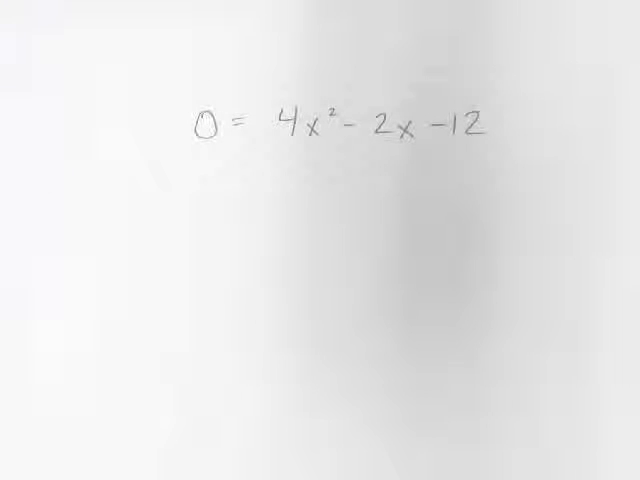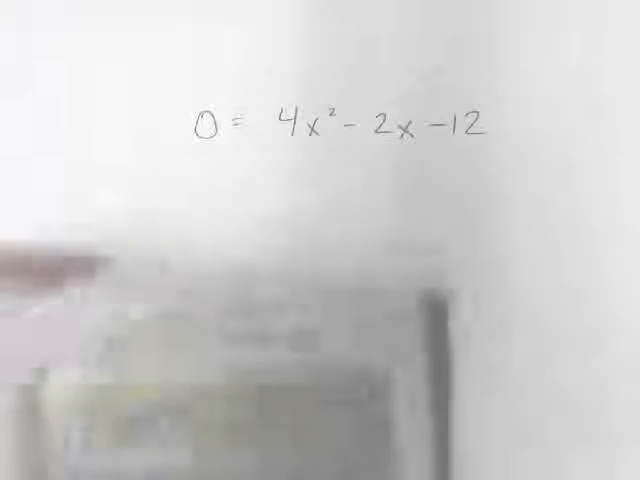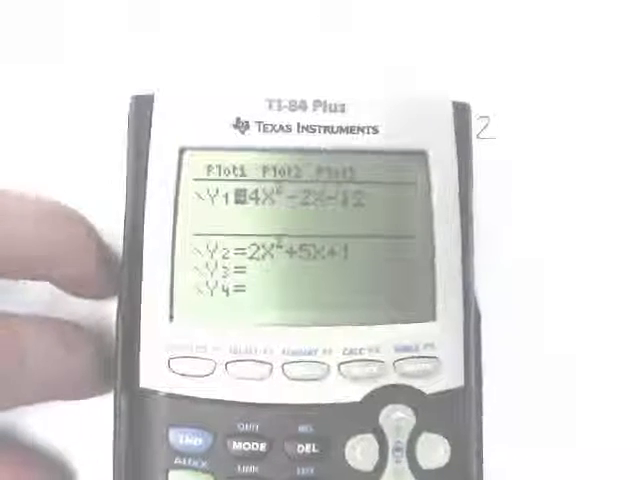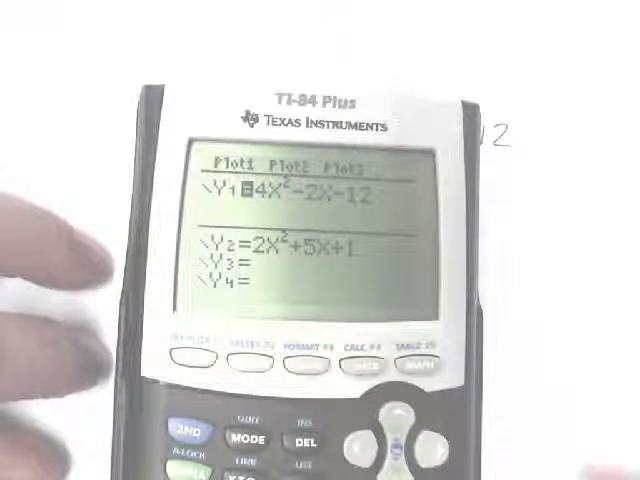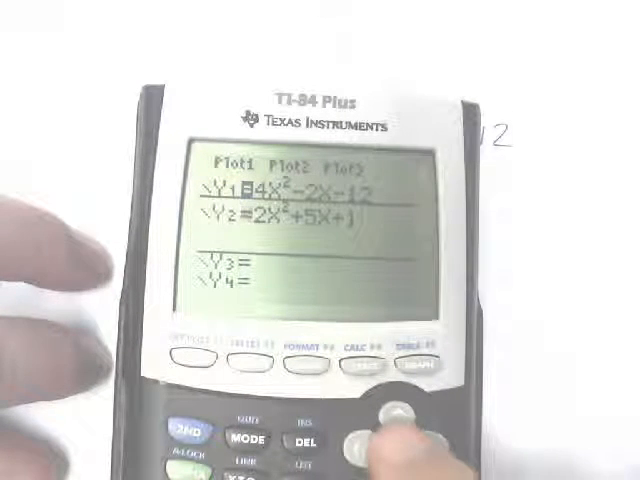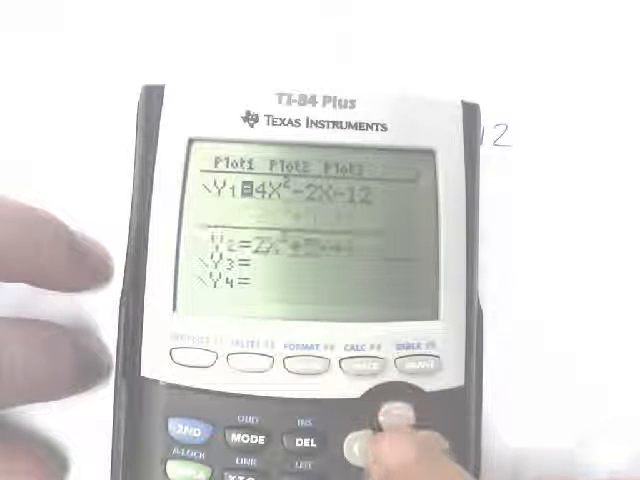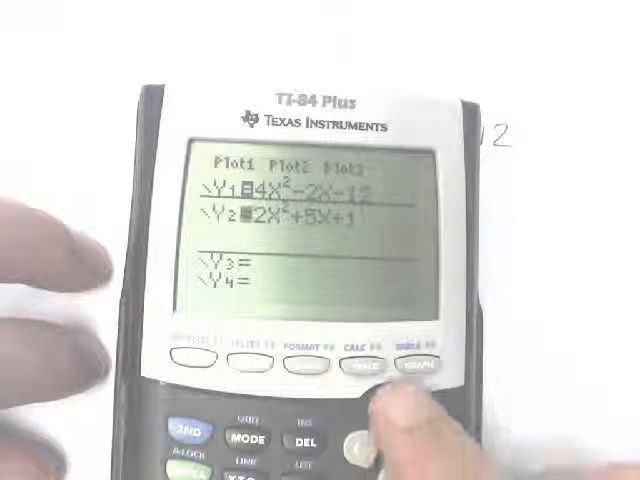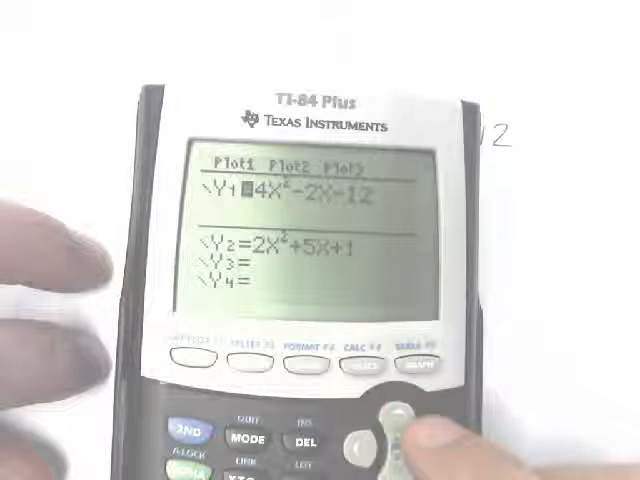Okay, so in this video we're going to take a look at how we can use our graphing calculator to solve where a quadratic equals 0. Suppose we have the equation 0 equals 4x squared minus 2x minus 12. I'm going to enter the equation into my calculator. You'll notice I have an equation written in y2, and that's okay because the equal sign is not highlighted, so I'm just going to leave that there.